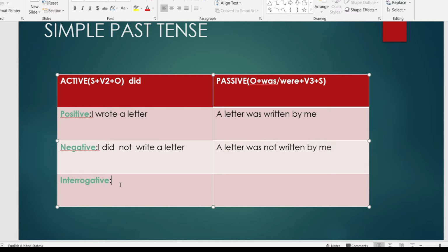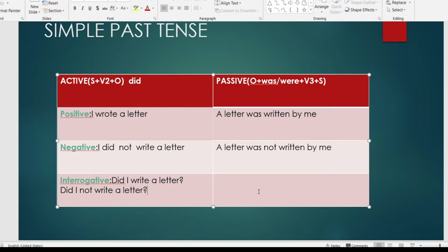Okay. Next is interrogative. So what should we do? We need to take the helping verb at the first place. So here it is did. Did I write a letter? क्या मैंने letter लिखा? And question mark. Now if I change this into interrogative negative, this will become: Did I not write a letter? क्या मैंने letter नहीं लिखा?